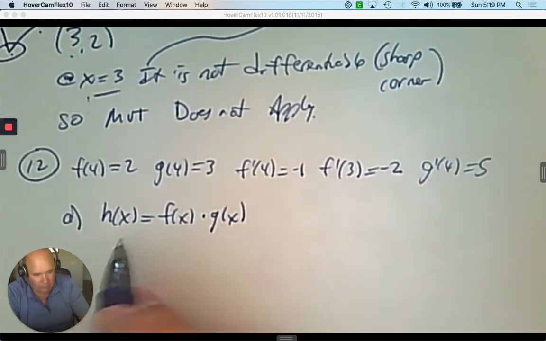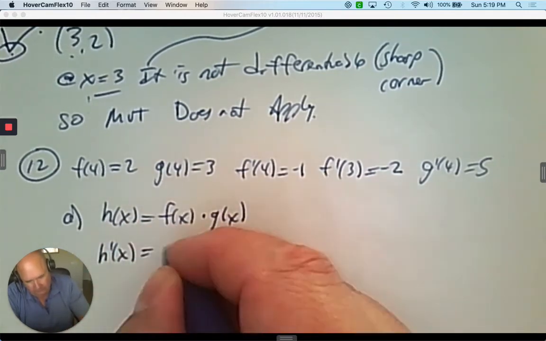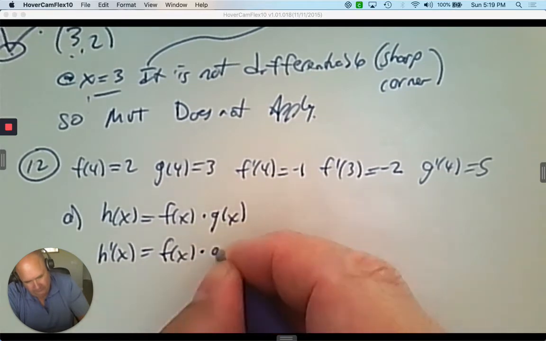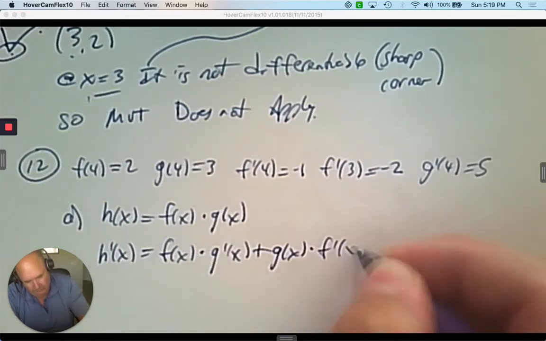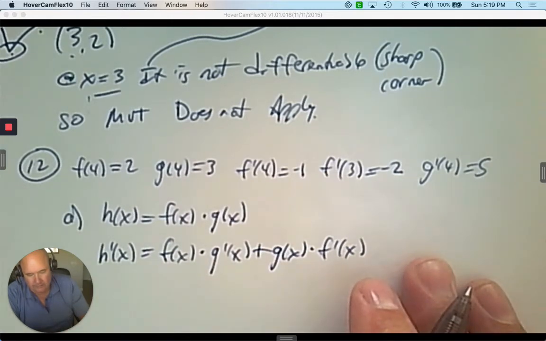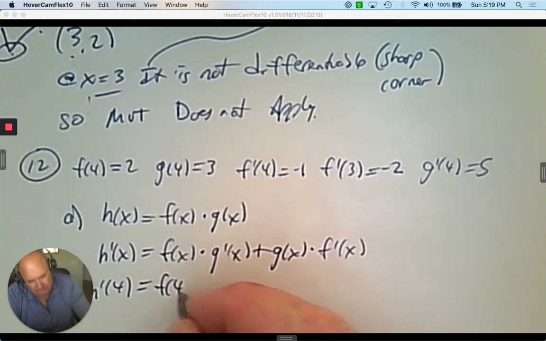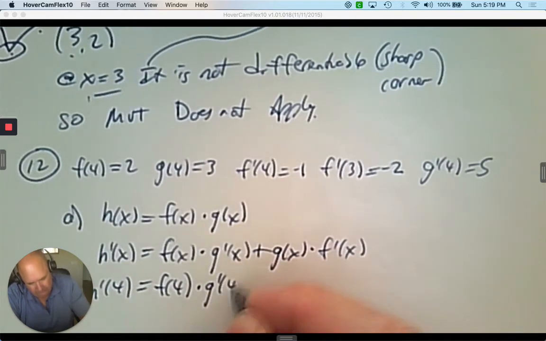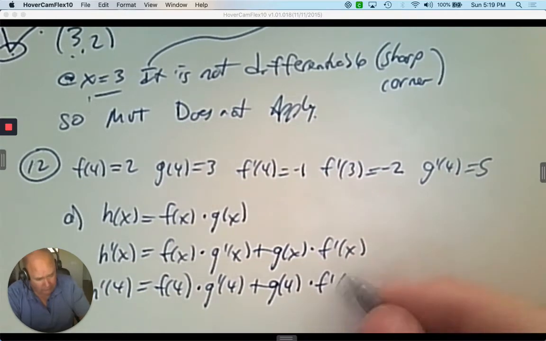Given values, can you do the rule? So the rule here is the product rule. So take the derivative. That's the first times the derivative of the second plus the second times the derivative of the first. So do you know the rule? Then you plug in 4 and then look above and plug in the numbers. So plug in 4 for x and then look to see what values you're going to use. You're not going to use them all.